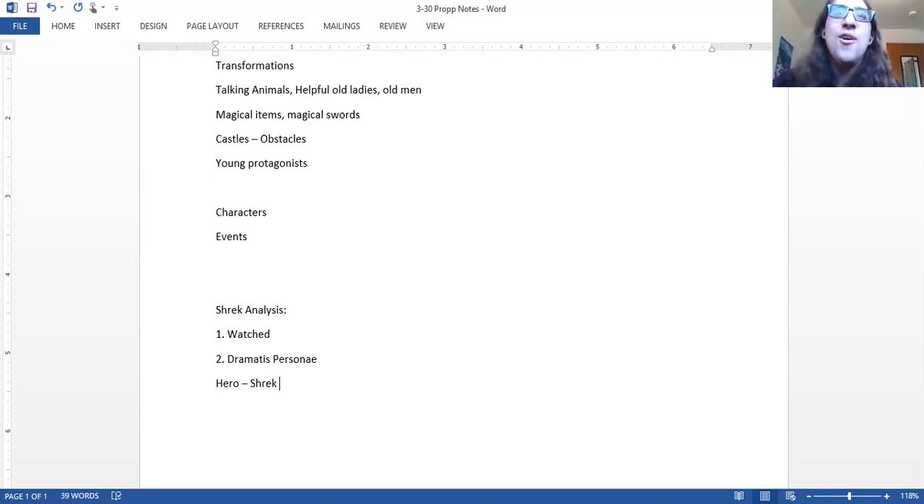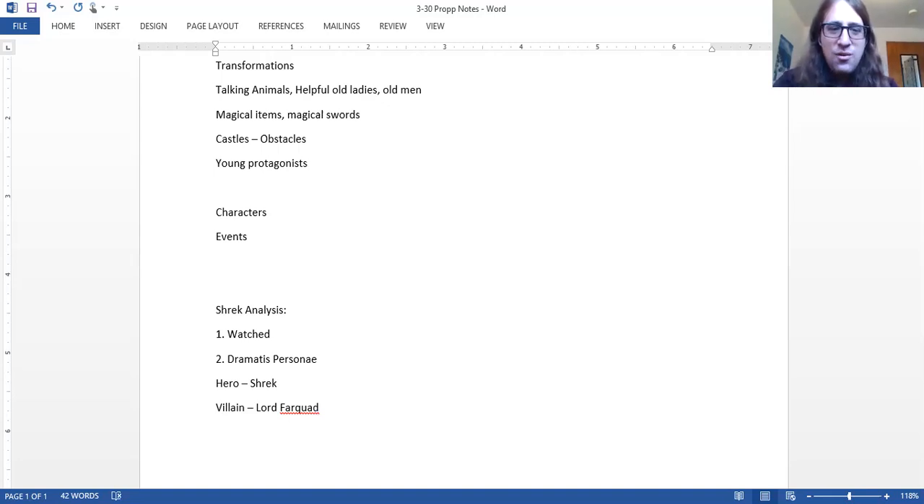He is the ogre, so it's turning the fairy tale inside out, but he is the protagonist of the story, and he makes the most sense as the hero. He's the one who goes on a quest. That's how you know he's the hero. Okay, who's our villain? Probably Lord Farquaad. He is the one who causes a problem for Shrek. And we're going to get into what that problem is in a second, but he fits that role really well. And he is ultimately the one who's defeated at the end of the story.